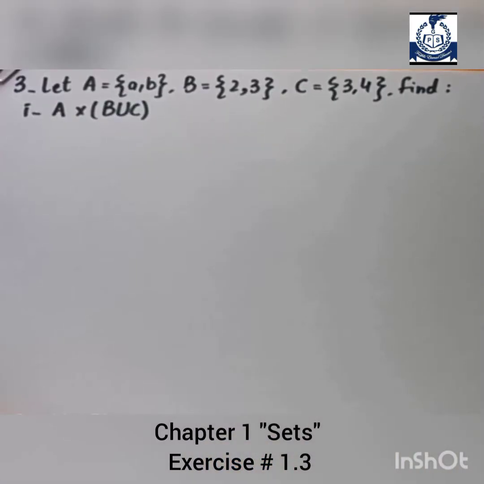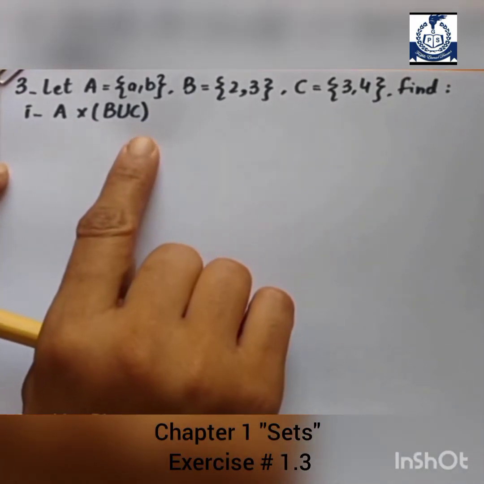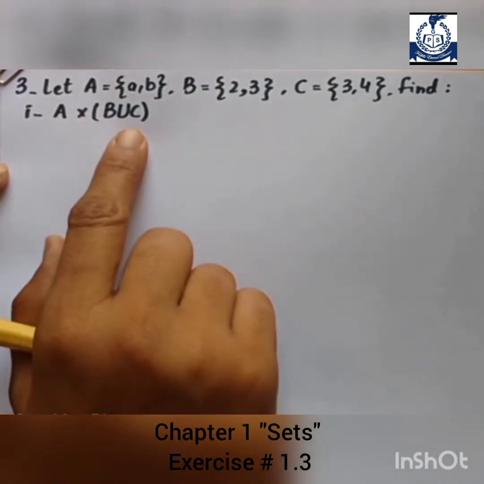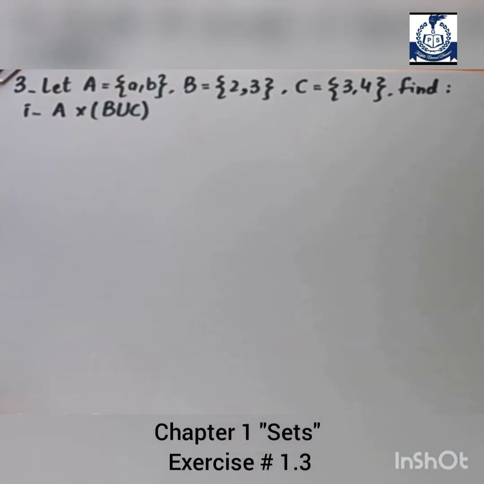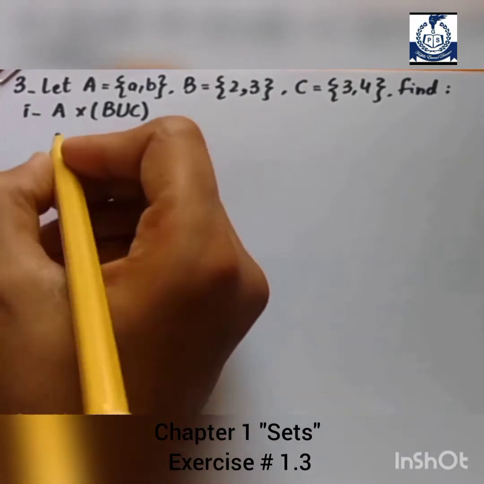answer. Question number 3. Let A is equal to {a, b}, B is equal to {2, 3}, C is equal to {3, 4}. Find A multiplied by B union C. So first we find out the B union C and then we find out the Cartesian product, which is A multiplied by B union C.